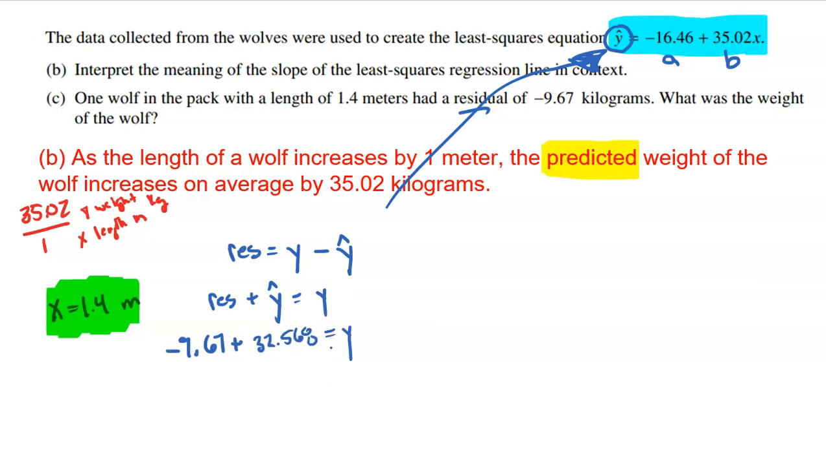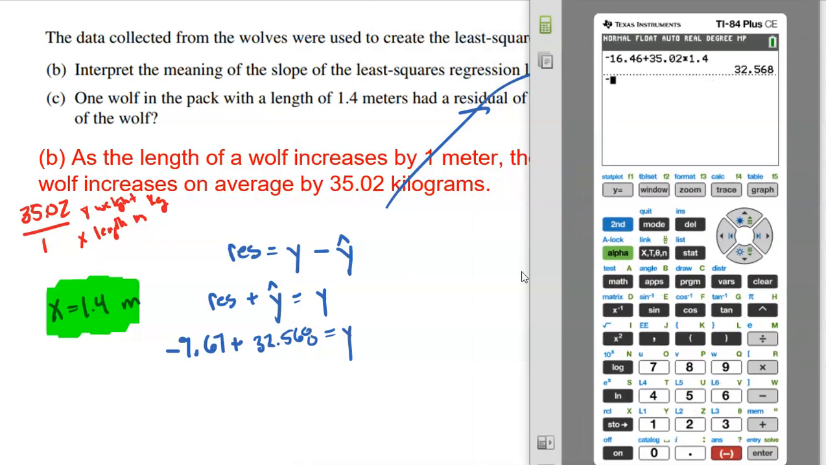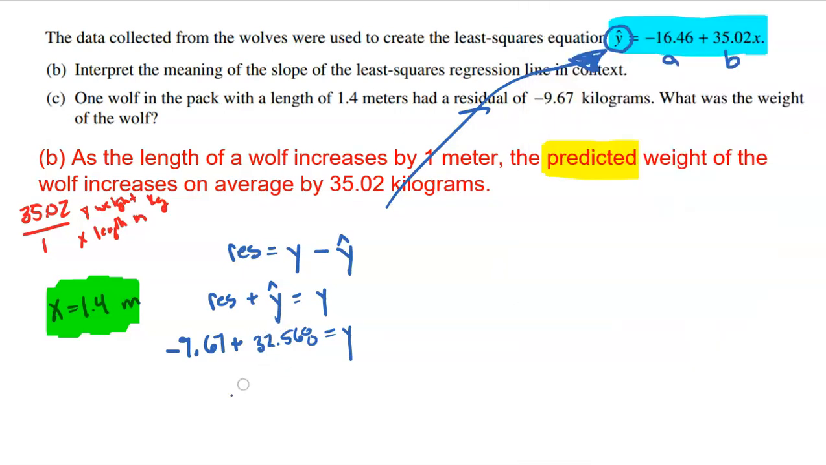Now I can do some quick math to figure out the actual weight of this wolf. All right, so I'm going to take the negative 9.67. That was the residual value of this wolf, which means that its actual weight was 9 kilograms below predicted. So I'm going to add the predicted weight, the 32.568, and I get that the actual weight of this wolf was 22.898 kilograms. And don't forget the unit there, kilograms.